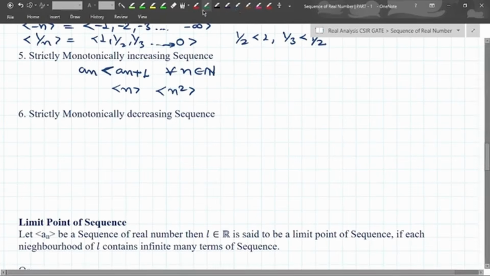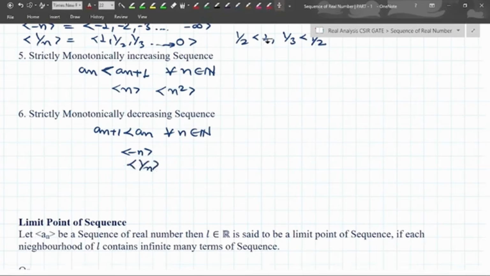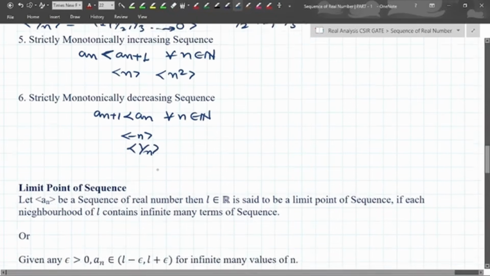Similarly, strictly decreasing means that an plus 1 is strictly less than an for every n belonging to the natural numbers. For example, minus n and 1 by n are other examples. Okay, this is about the types of sequences.